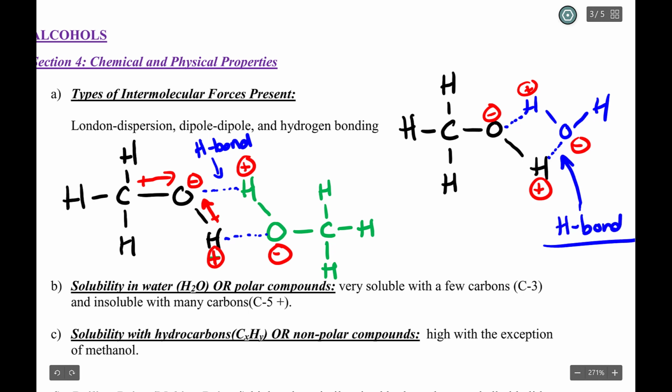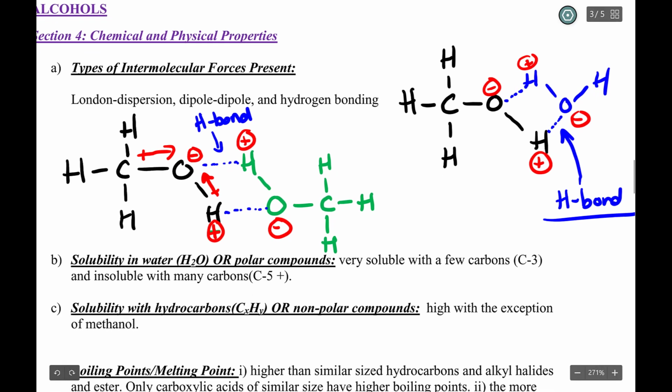This makes the boiling point of alcohols way higher than anything else we've looked at so far. Carboxylic acids will have a higher boiling point than alcohols of similar size, which we're going to look at in our next lesson. But these hydrogen bonds are so strong that they have a massive impact on melting point, boiling point, as well as solubility.